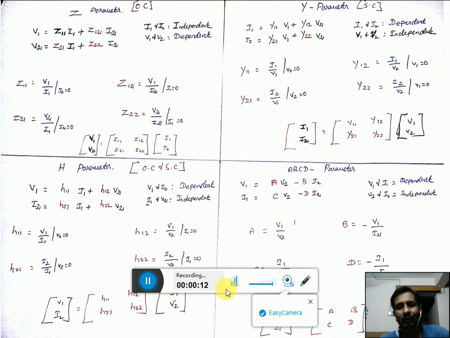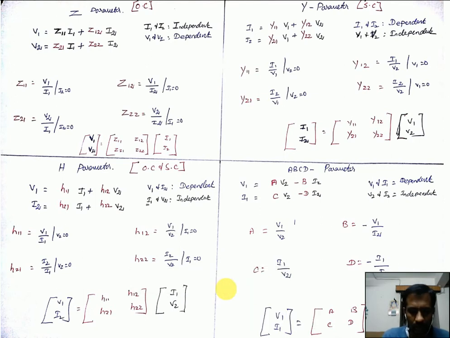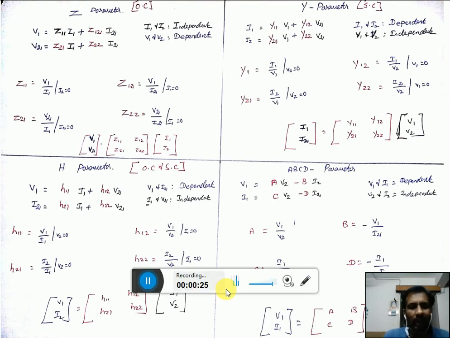Today we're going to see network analysis, two-port network. If you have seen the two-port network, it consists of four parameters. It is one of the main hearts of the two-port network subject. What are the four parameters? Z, Y, H and ABCD parameters. The ABCD is also called the transmission line parameters.